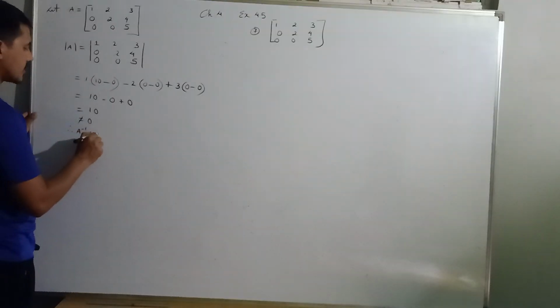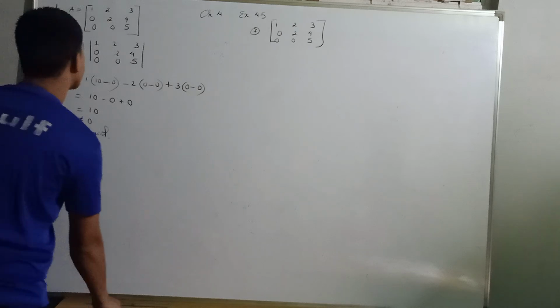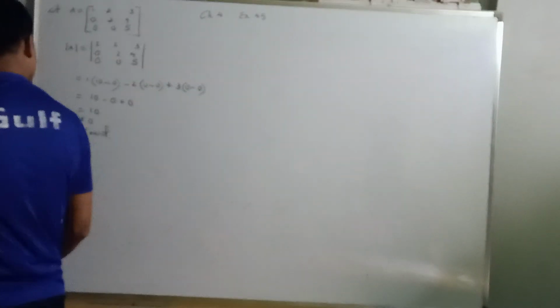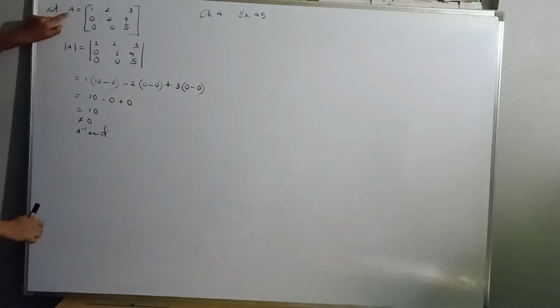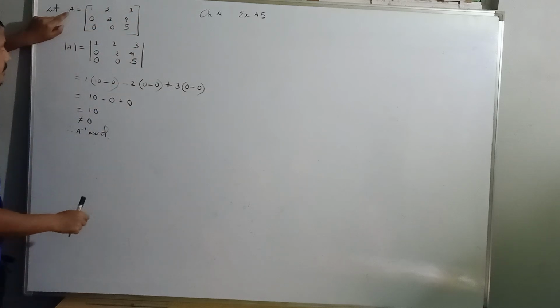Therefore, A inverse exists and we shall find it. So let me find out the adjoint of this A. In order to find the adjoint of this matrix, we need to find out the cofactor of all its elements, no?